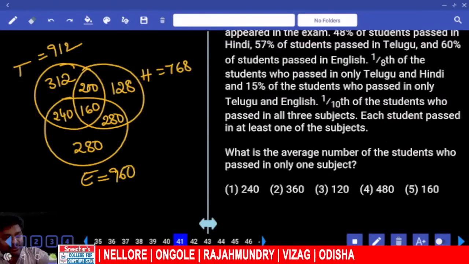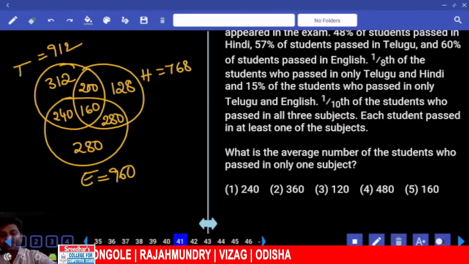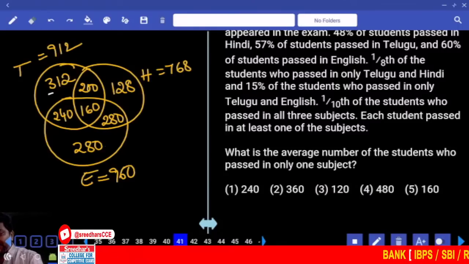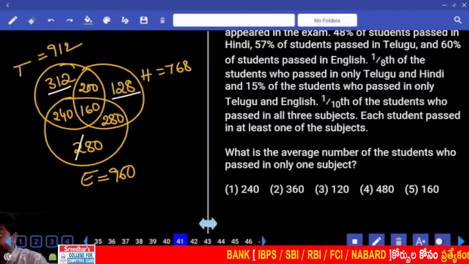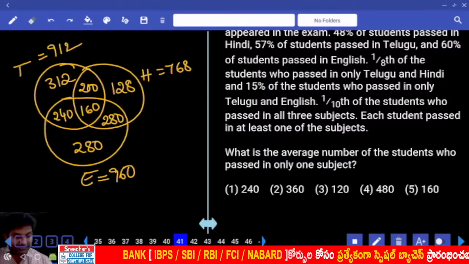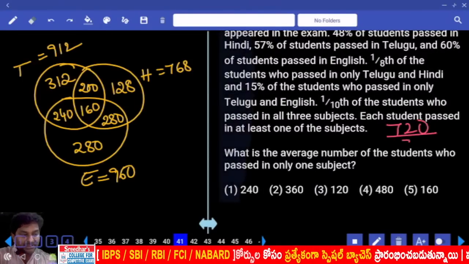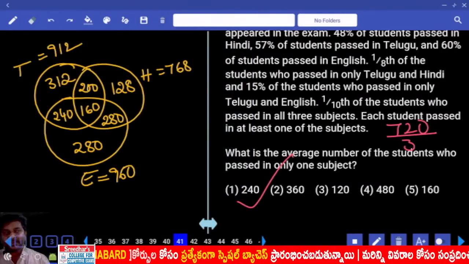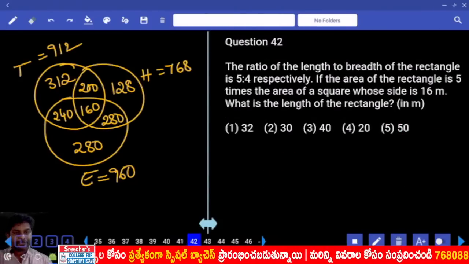What is the average number of students who passed in only one subject? Only one subject: 312, 128, 280. Correct? Now let me take the first two numbers. When you add these two, you get 440. 440 plus 200, 640 plus 80, 720. Average, right? Divided by 3. How much is that? 240 final. That's all.